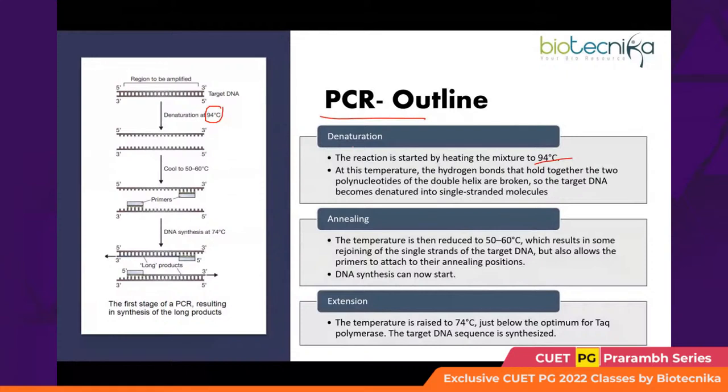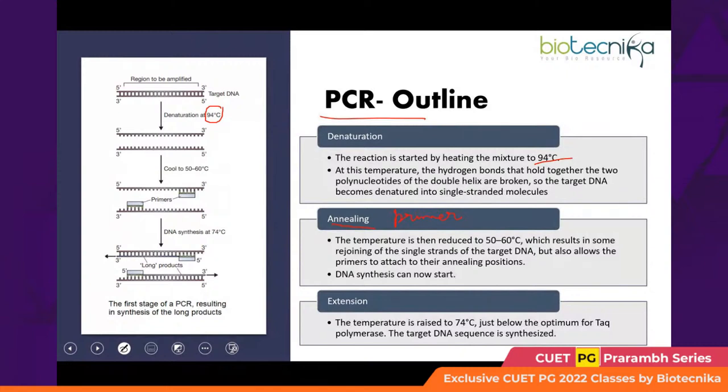Now, the next step is annealing. Annealing of what? Annealing of primer. Now, why primer? PCR, as I told you, is basically a DNA replication process only. So for DNA replication, what happens? We need a polymerase, right? The enzyme is DNA polymerase.